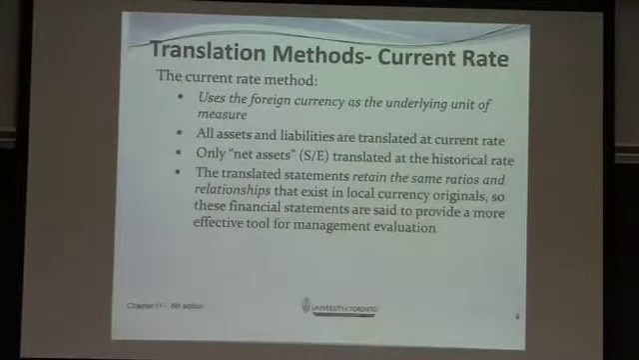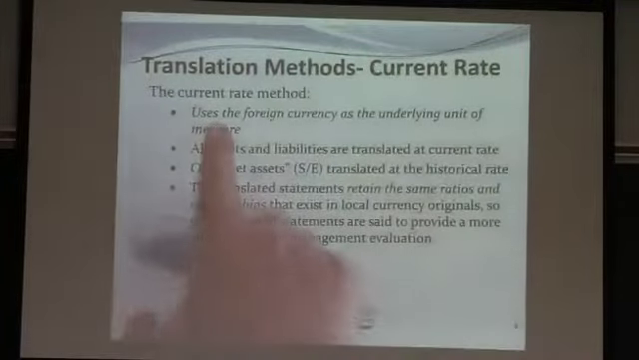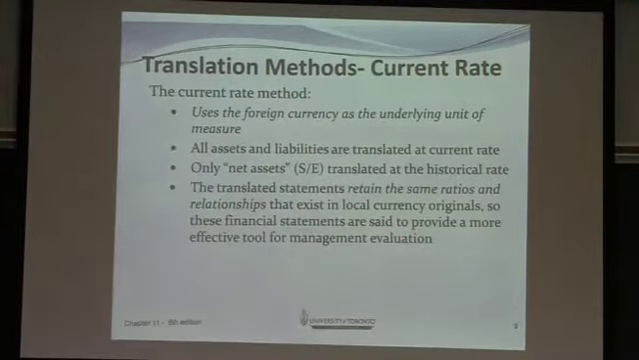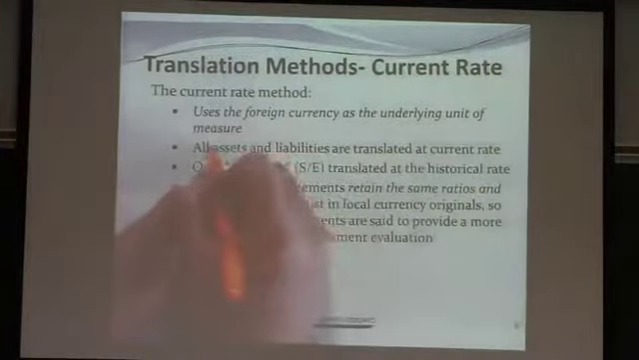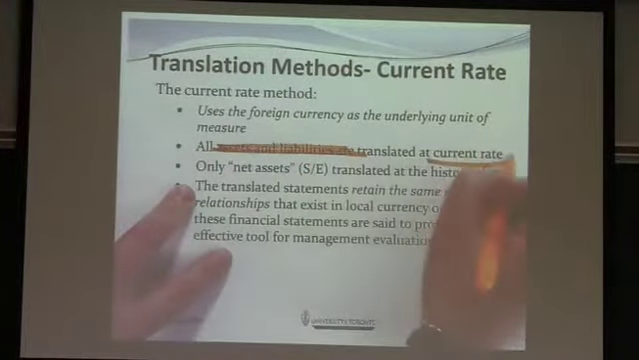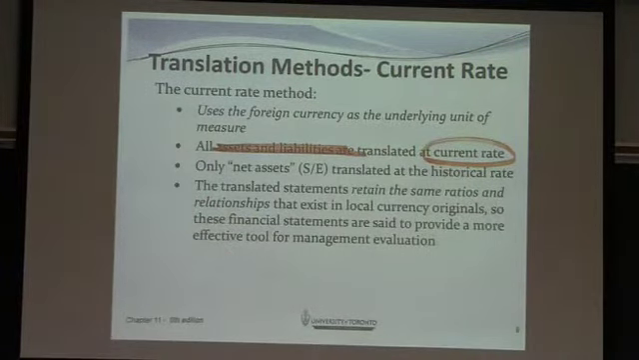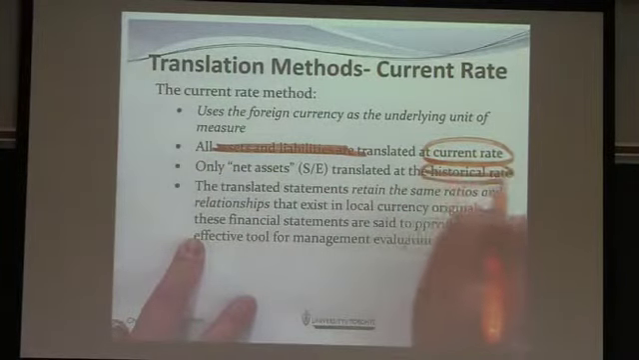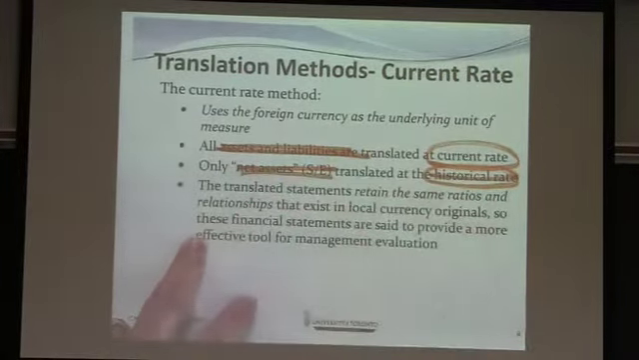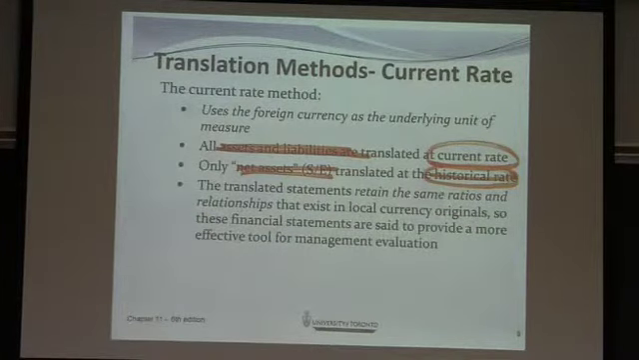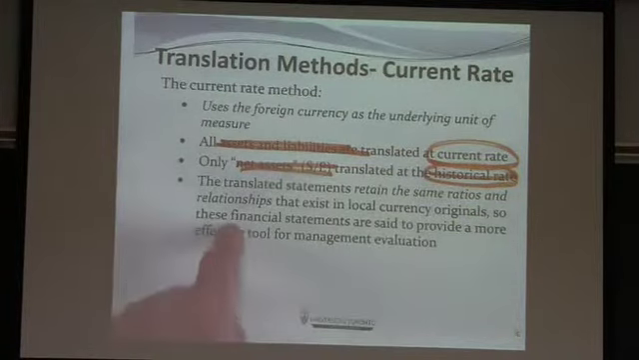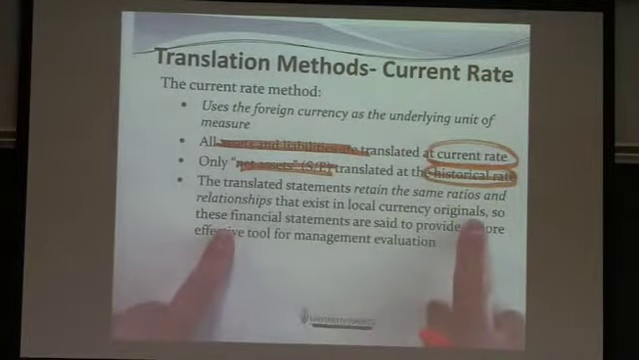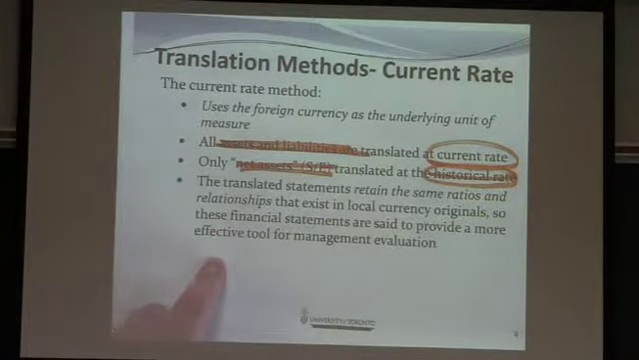Now, the translation method of choice is, because we're using the foreign currency underlying unit, we're going to translate all assets and liabilities at the current rate, which is the balance sheet date rate. And the net asset is translated at the historical rate. So it's the shareholder's equity. And this method actually allows us to retain the same ratios and relationships that exist in the local currency in the actual translated currency.